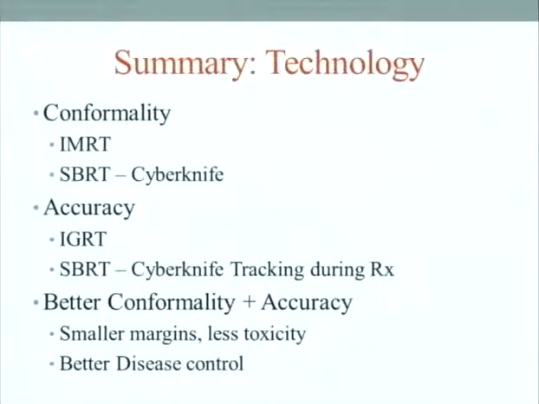So the main take-home concepts are, with IMRT and SBRT, conformality significantly increases the chance that we control the cancer and decreases the chance that we produce significant late side effects of treatment. That promise is realized when we use accurate methods such as IGRT and SBRT, where we're able to track a tumor while we treat it. With better conformality and accuracy, we hope to improve cure rates and decrease toxicity.